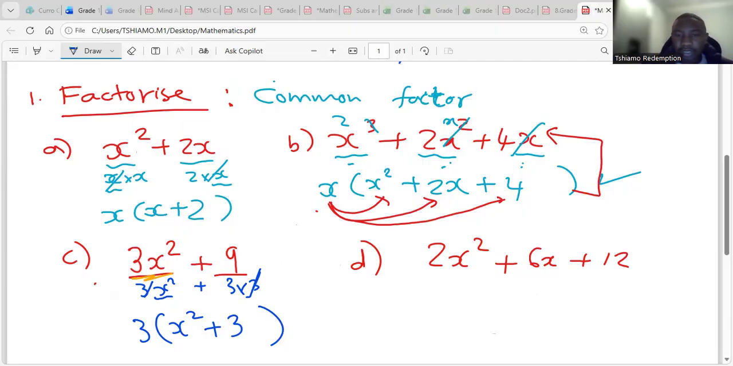So the last one, what is common about all this? Okay, this one has 2 x's. This one has 1 x. This one does not have an x. So there's nothing common there. But let's look at the numbers. This is 2 multiplied by 1. Those are the factors. 3 multiplied by 2.